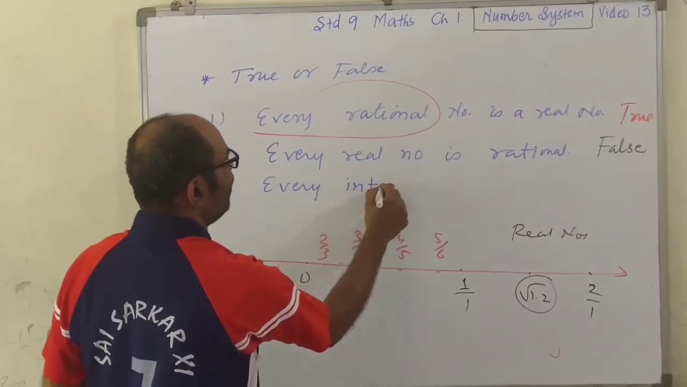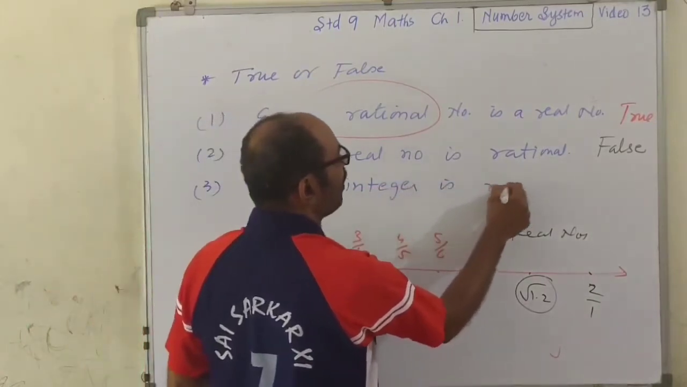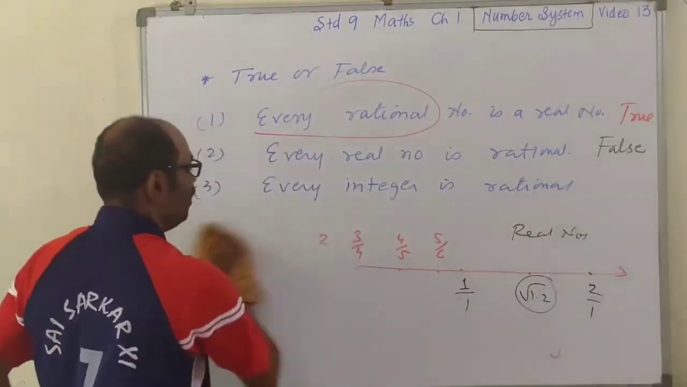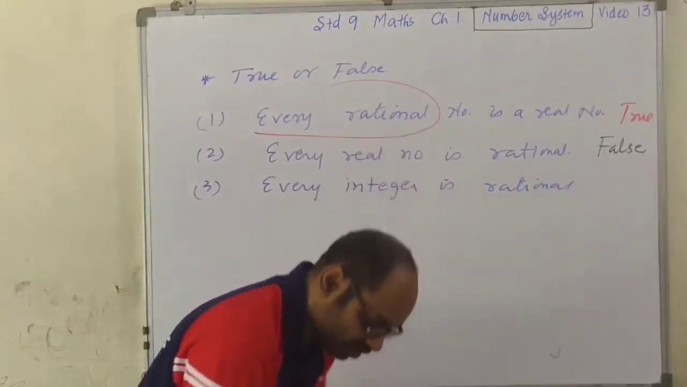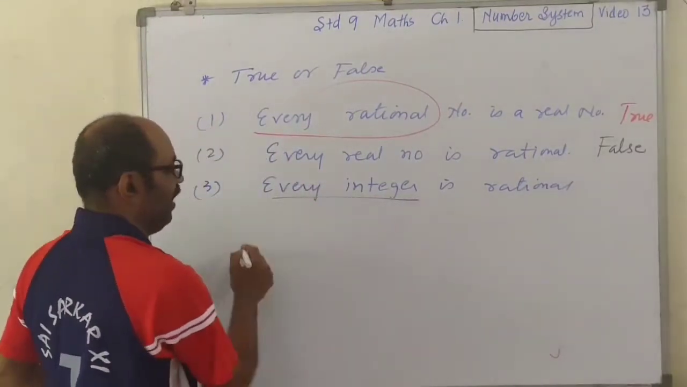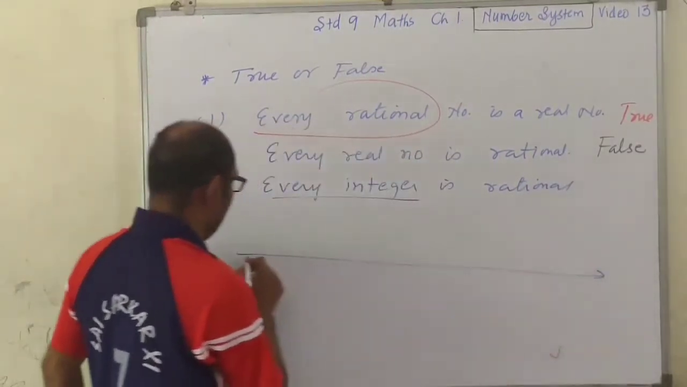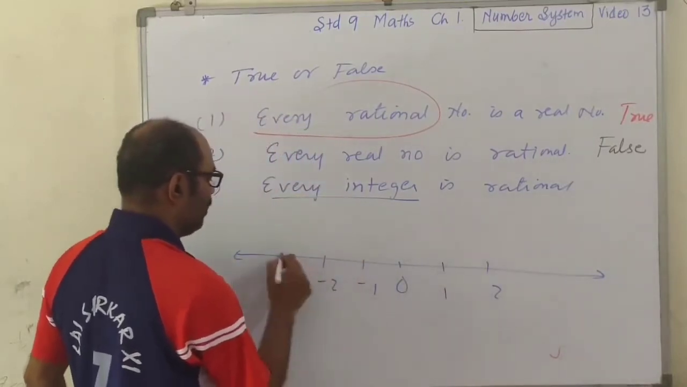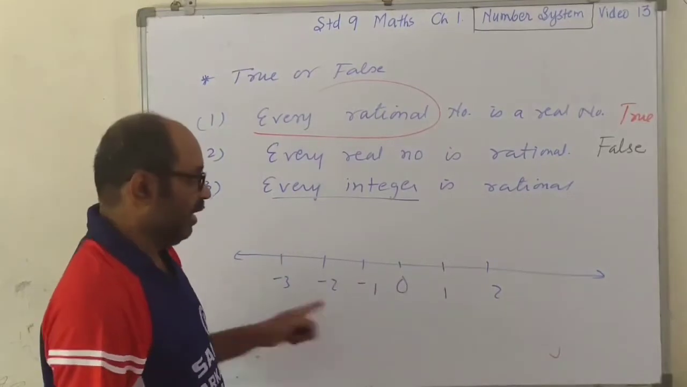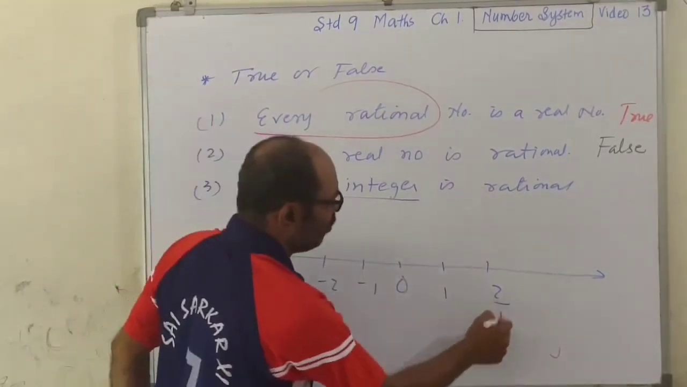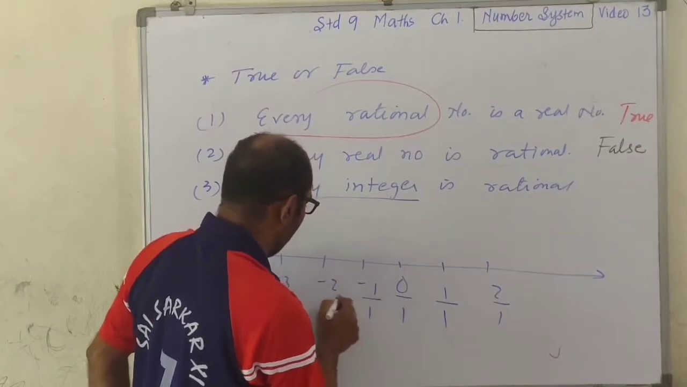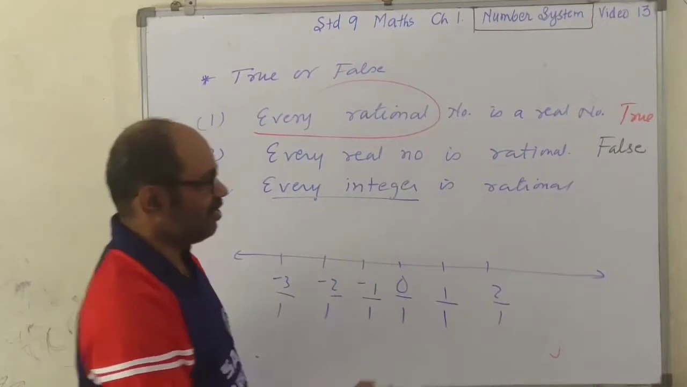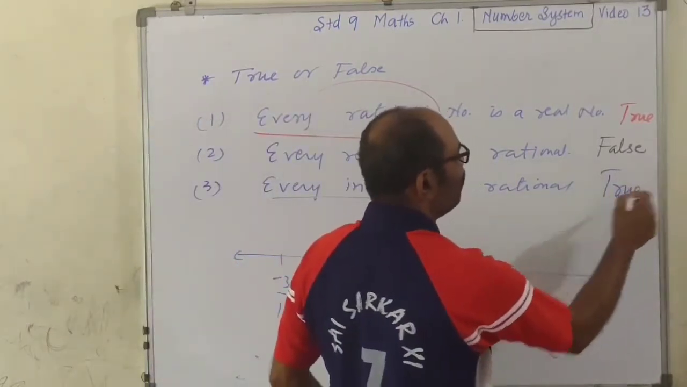Third, every integer is rational. We are talking about every integer. So I am representing the number line showing integers 0, 1, 2, -1, -2, -3. These are integers. Can you call them rational? Yes. 2 is 2/1. So every integer is rational. So this statement is true.